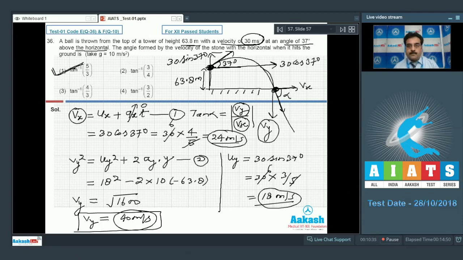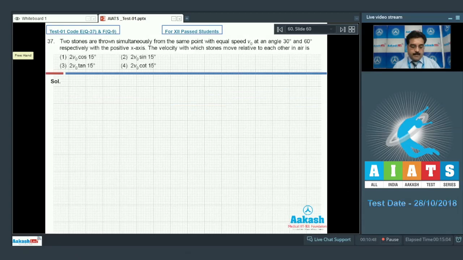So let's move on to question number 37. In question number 37, two stones are thrown simultaneously from the same point with equal speed v0 at angles of 30 degrees and 60 degrees.